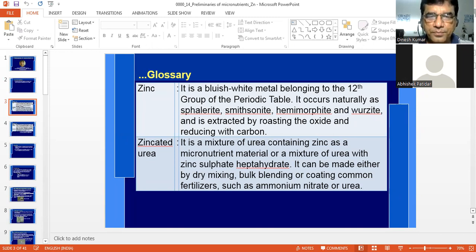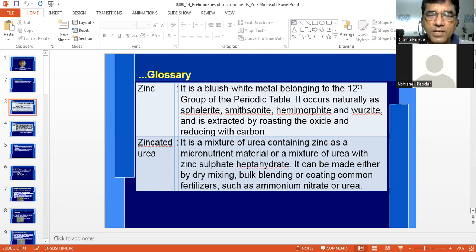Next is zincated urea. It is a mixture of urea containing zinc as a micronutrient material, or a mixture of urea with zinc sulfate heptahydrate. It can be made either by dry mixing, bulk blending, or coating common fertilizers such as ammonium nitrate or urea. Suppose it is zincated urea. So at commercial scale, zincated urea is produced by coating zinc oxide. It is mostly zinc oxide which is coated onto urea to make zincated urea. And this zinc oxide contains about 81% zinc. How much? 81% zinc is there in zinc oxide. It is rich in zinc.